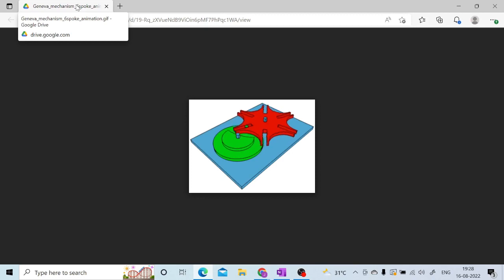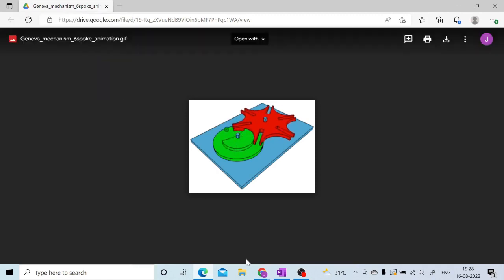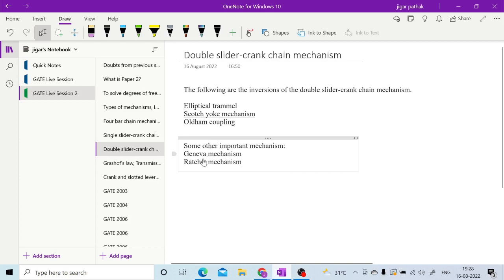And this particular mechanism is used for indexing, right? So this is important while you are going to go for indexing and all. So this is how you are having this Geneva mechanism. And the last one is this ratchet mechanism.